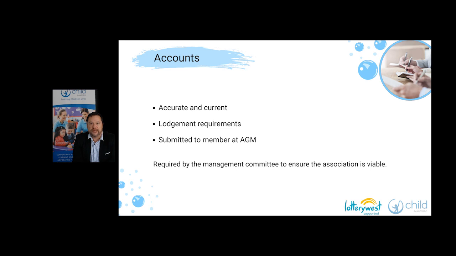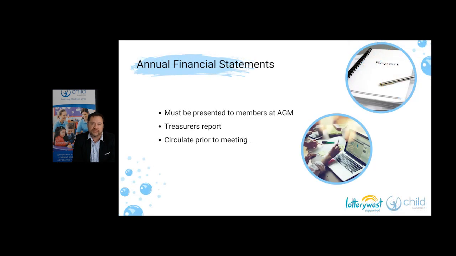All incorporated associations must keep financial records that correctly record and explain the financial transactions and the financial position of the association in a manner that can be conveniently and properly audited, and submit accounts to the members at each general meeting. In addition to these legal obligations, an association's management committee needs clear, accurate and up-to-date financial information to ensure the association is viable and operating efficiently.